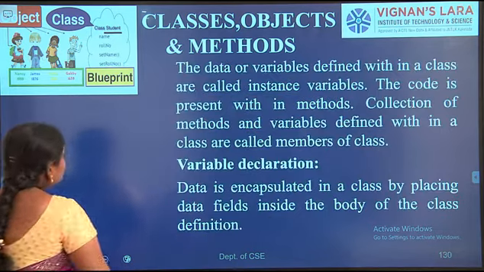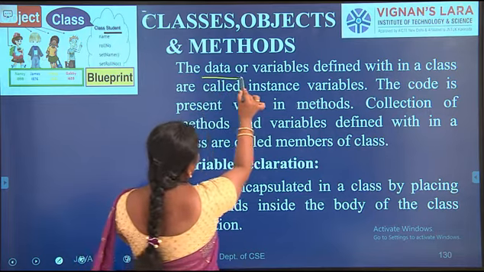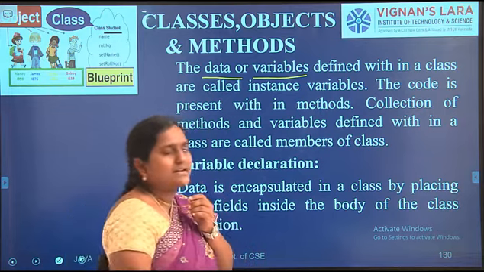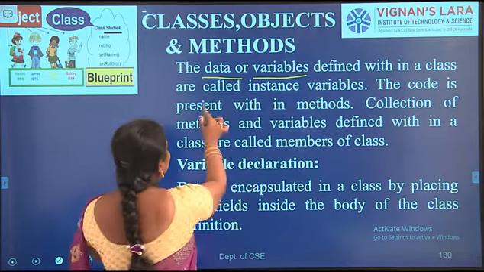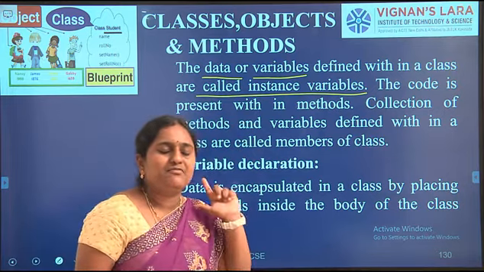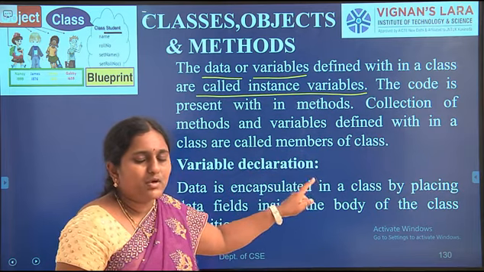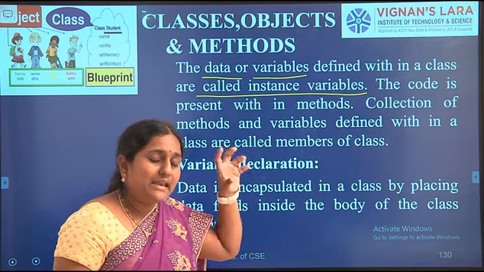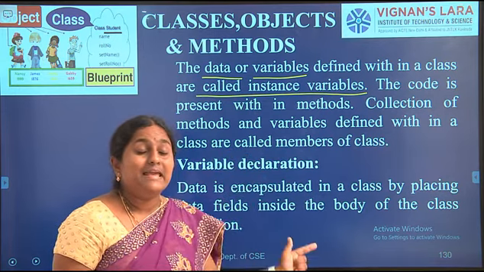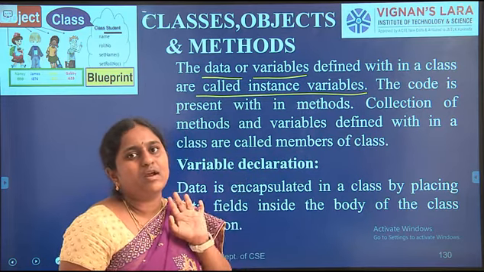Next, data or variables, both are the same. Variables defined within the class are called instance variables. What is the difference between a local variable and an instance variable? Any variable defined within the class is an instance variable. Any variable defined within a method is a local variable.